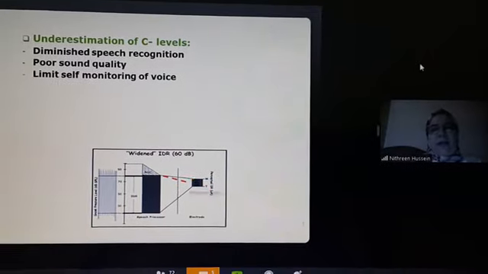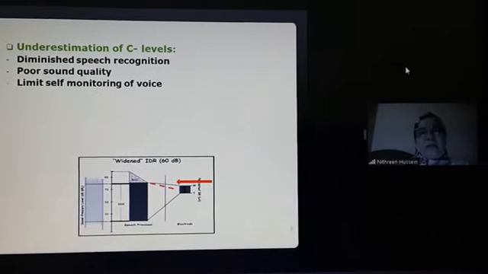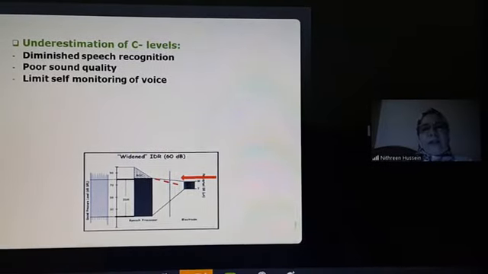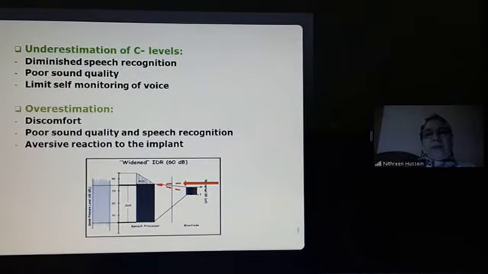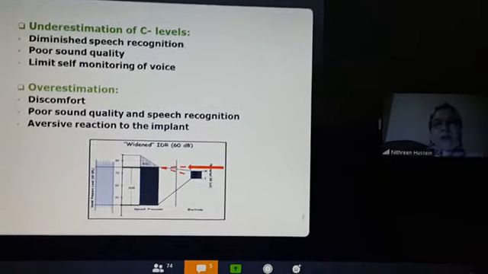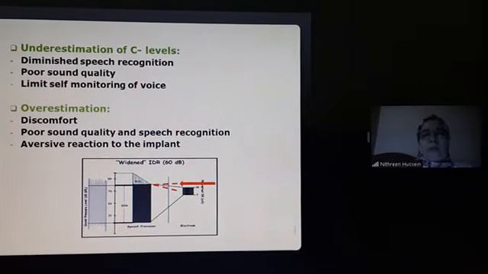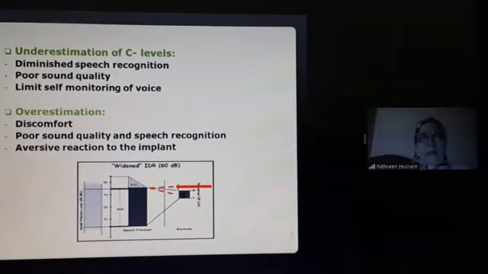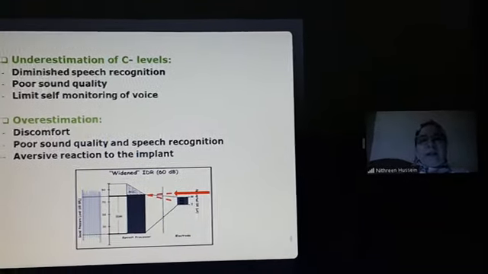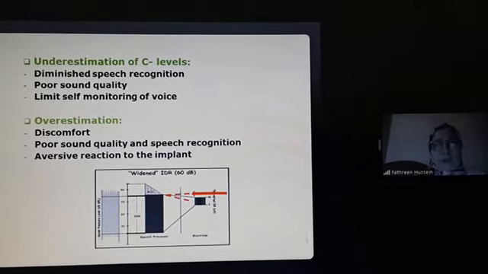On the other hand, if we put the C levels at a higher level than needed for the patient, this will produce overstimulation, and the patient will not be able to tolerate the sound. This will produce discomfort and poor sound quality. And if we did this in a child, he will refuse to use the device completely, even if we have C level higher than needed, even in one of the channels, not all the channels.